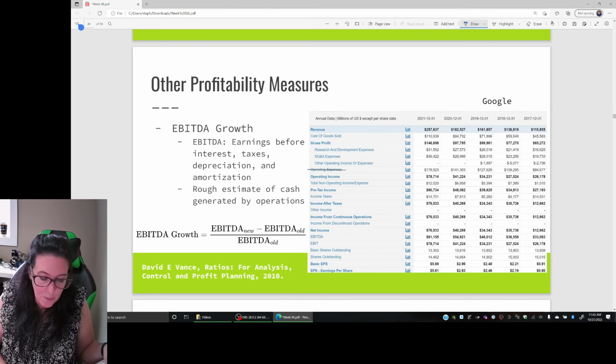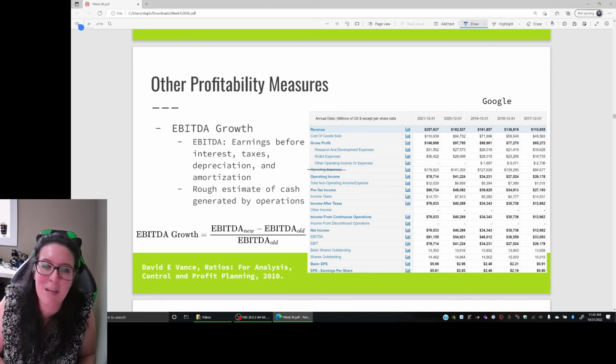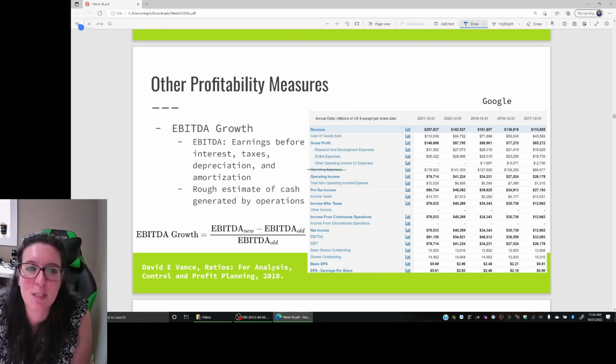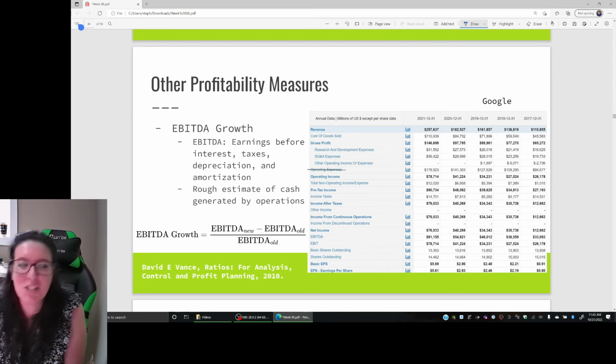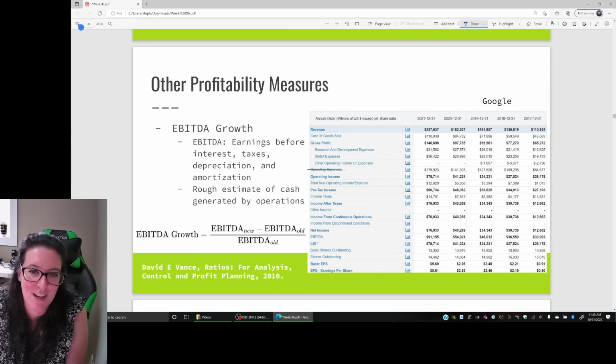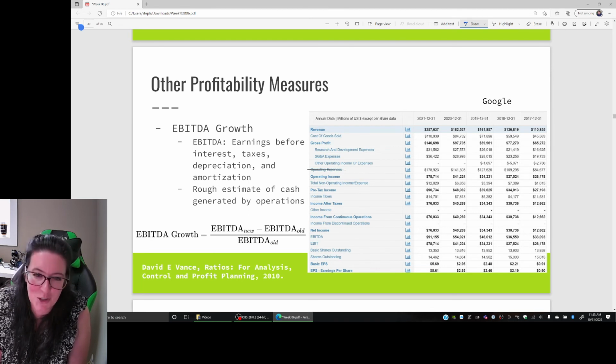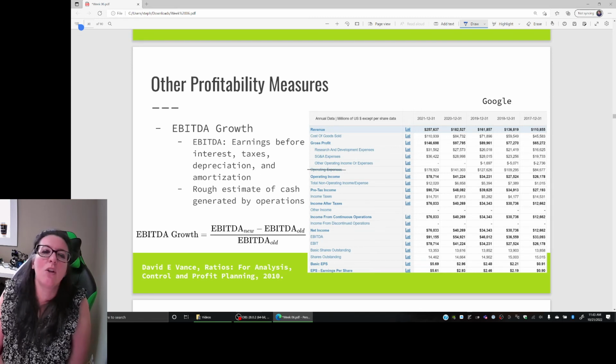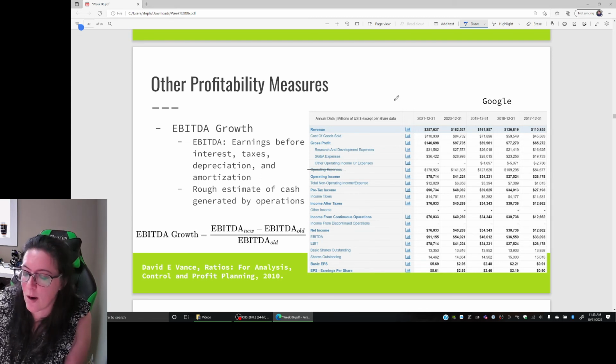The other profitability measure that we're going to look at is EBITDA: earnings before interest, tax, depreciation, and amortization. What we're looking at is the earnings. Are they increasing? How are we generating our cash? And is the amount of cash we are generating from operations going up? So we're simply looking at new minus old divided by old, looking at whether we are bringing in more money.